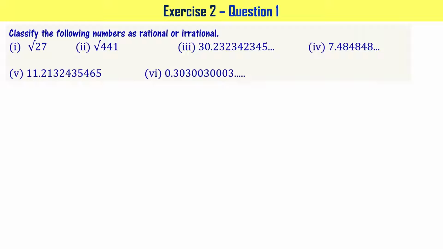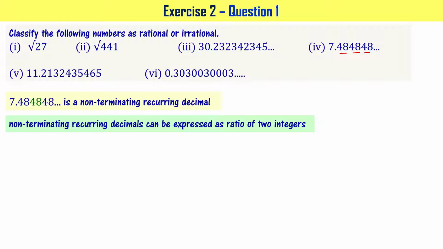Look at this. You have 7.484848, and so on, right? It is a non-terminating but recurring decimal, right? Because 48 is repeating as many times as you write. We know that non-terminating and recurring decimals can be expressed as a ratio of two integers. It means non-terminating and recurring decimals are rational numbers, right? For that reason, I can say that 7.484848 is a rational number. Got it? Let's go to the next part of the problem.